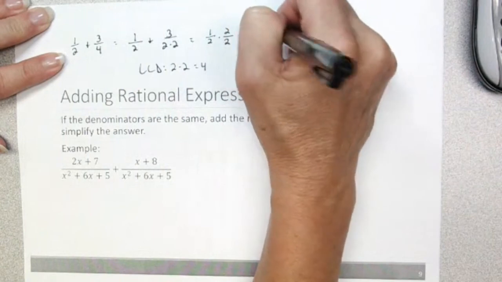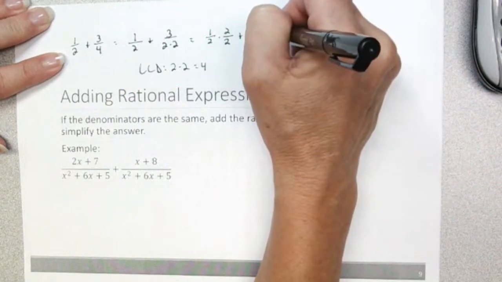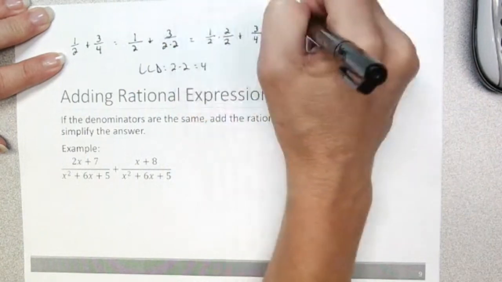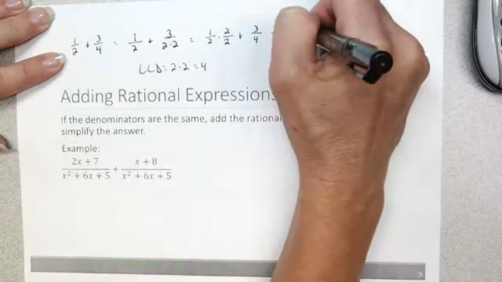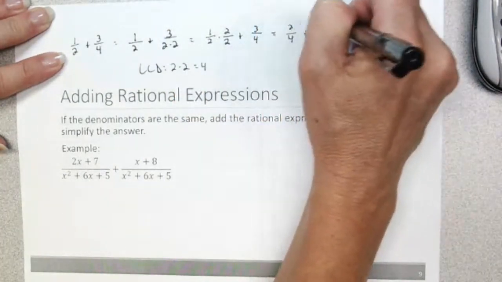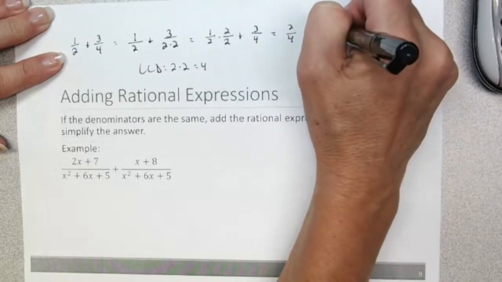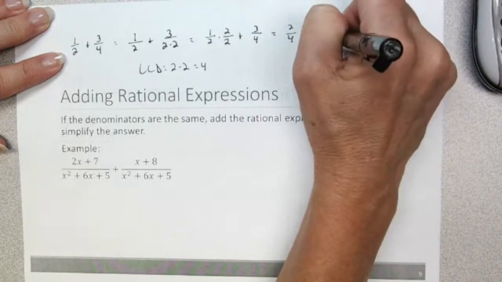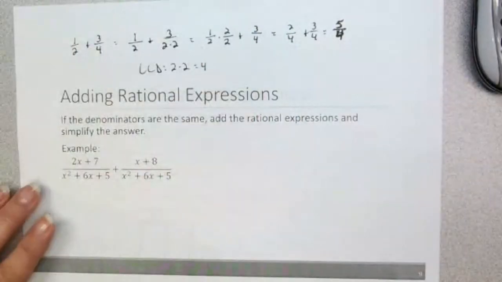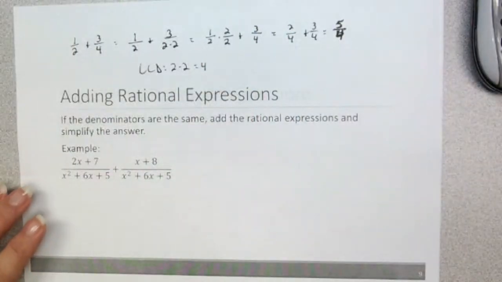So what I'm adding, 1 times 2 is 2, 2 times 2 is 4, so I'm adding 2/4 to 3/4. So my answer here is going to be 5/4. I want to do the same exact thing with rational expressions. I need to establish a common denominator before I can add them, right?